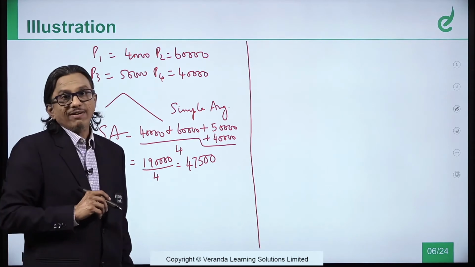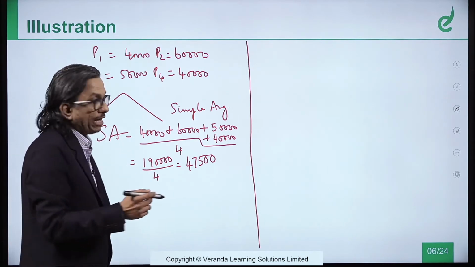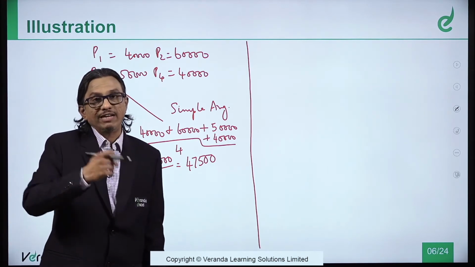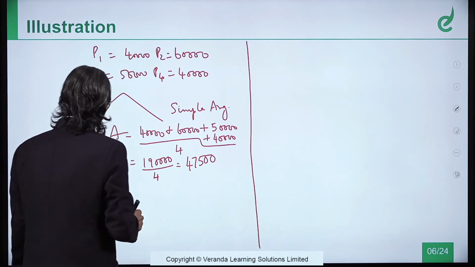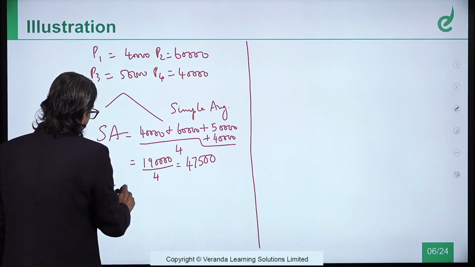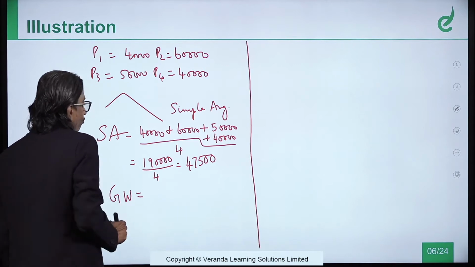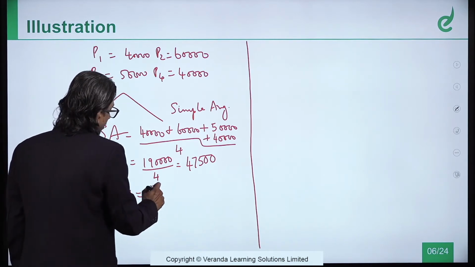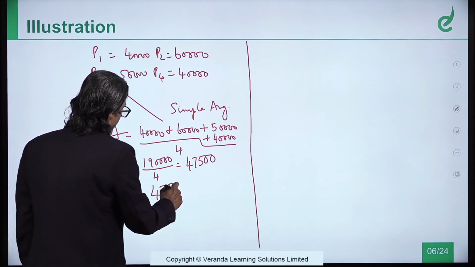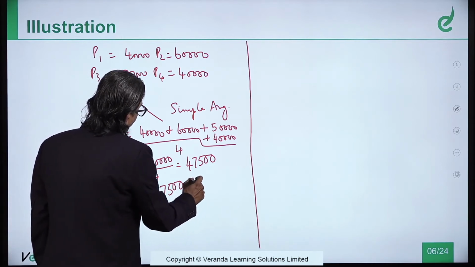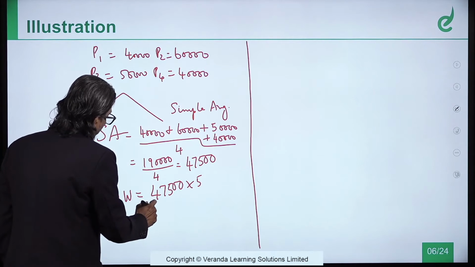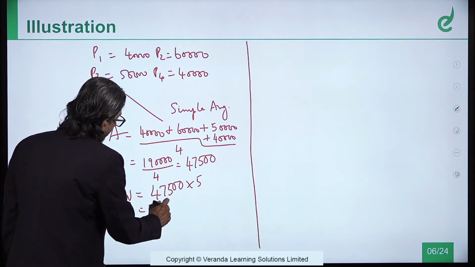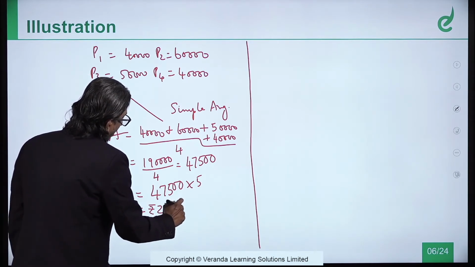Then how to find the value of goodwill? Depending upon how many years of purchase given in the question. Suppose they say goodwill is 5 times of the average profit, then it will be 47,500 into 5, which is equal to rupees 2,37,500.